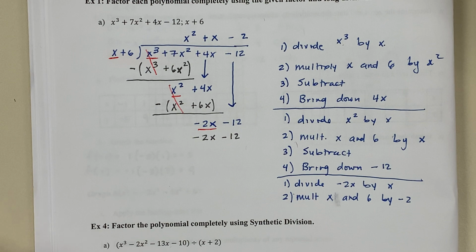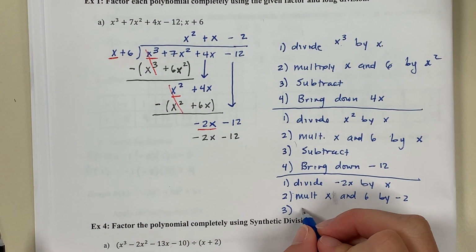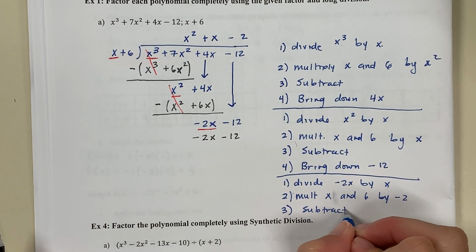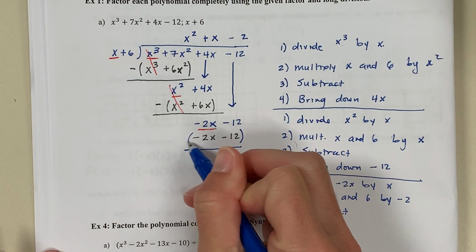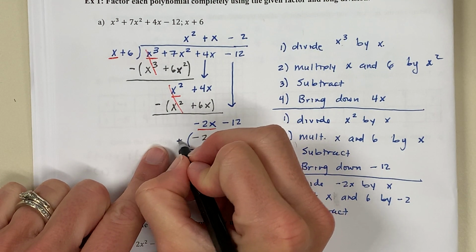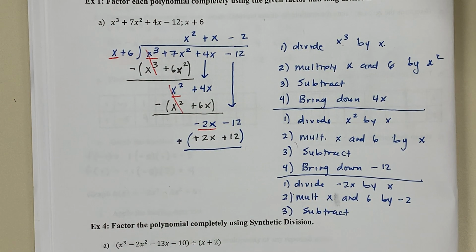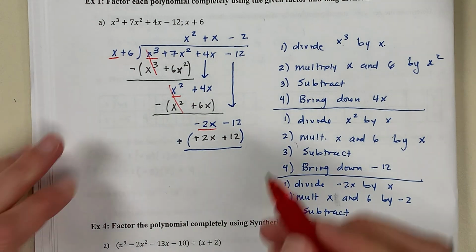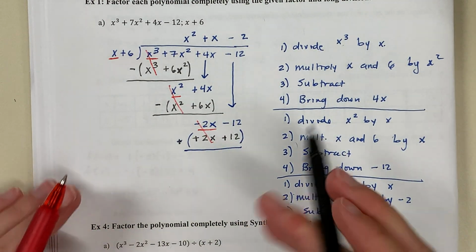And last, I'm going to subtract the two sets of terms. When I subtract, remember, I'm subtracting both terms. When you subtract with negatives, we would actually add the opposite. So if I change this to a positive, then I need to change the negative 2x to a positive and the negative 12 to a positive. Subtraction is the same thing as adding the opposite. So negative 2x plus 2x is 0, and negative 12 plus 12 is 0.